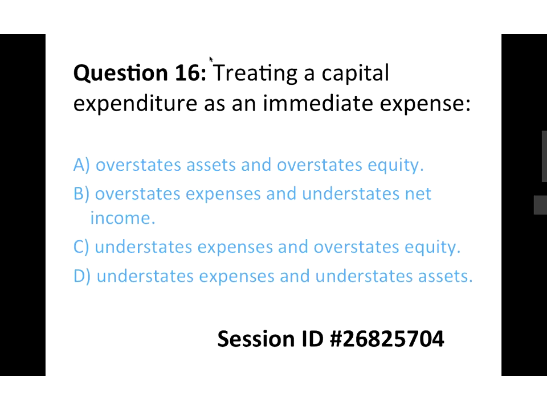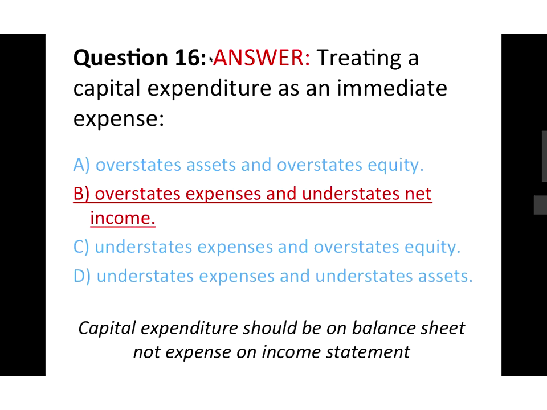Okay? So I'm going to close the question in 5 seconds. Okay, so it overstates expenses. We have $1 million over an expense, and if we have too much expense, then net income is too low.